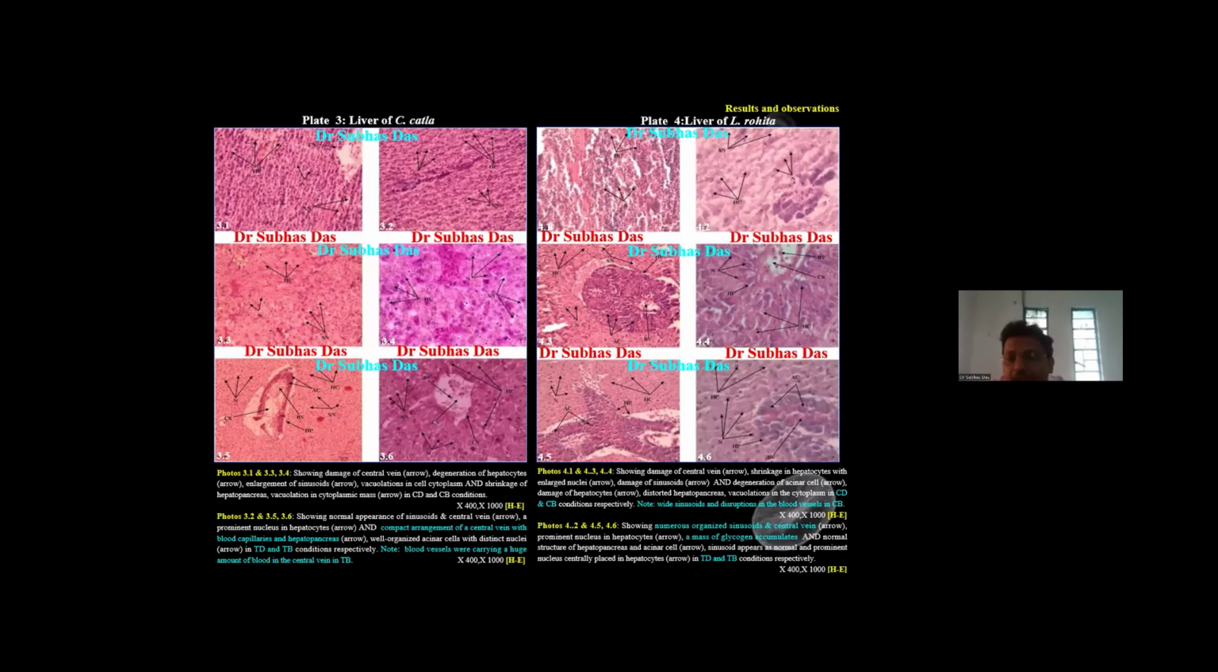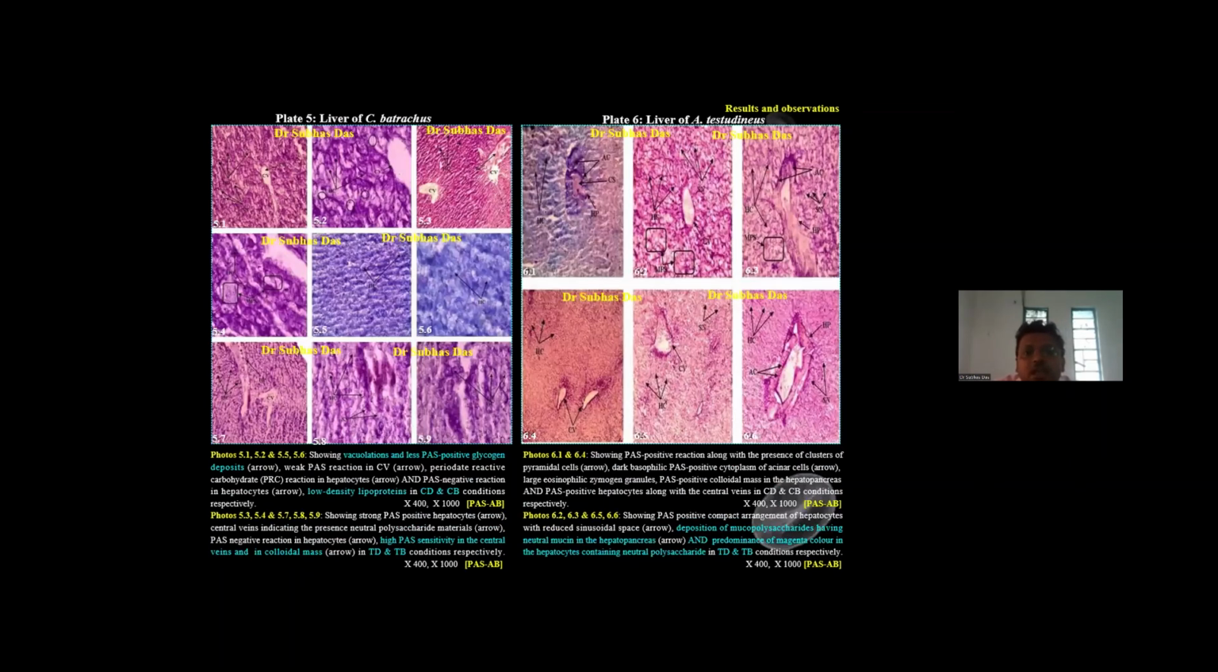Finally, in the koi fishes, what we have noted is the white sinusoids and the disruptions in the blood vessels under the control conditions, and in treatment conditions there is an accumulation of glycogen under the choline exposure in the dry seasons.